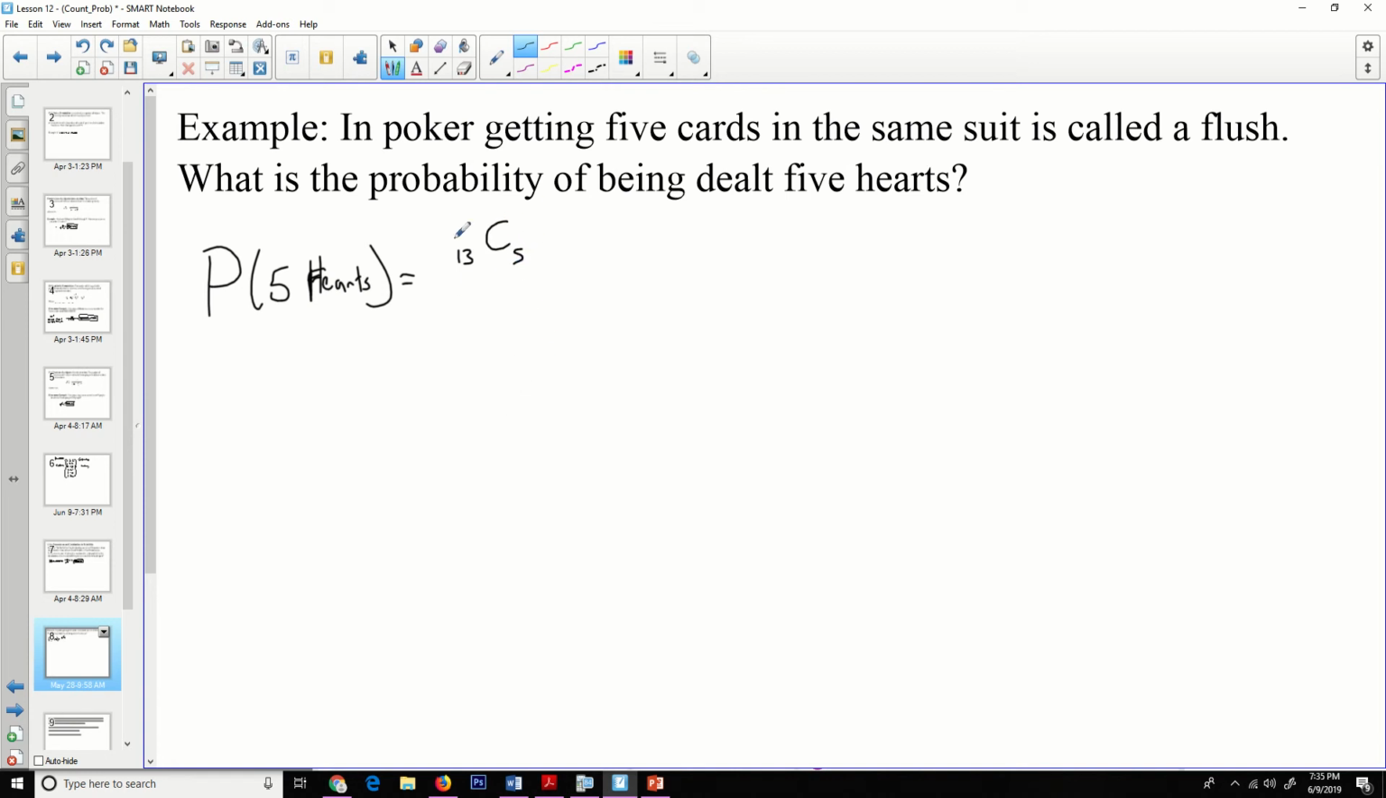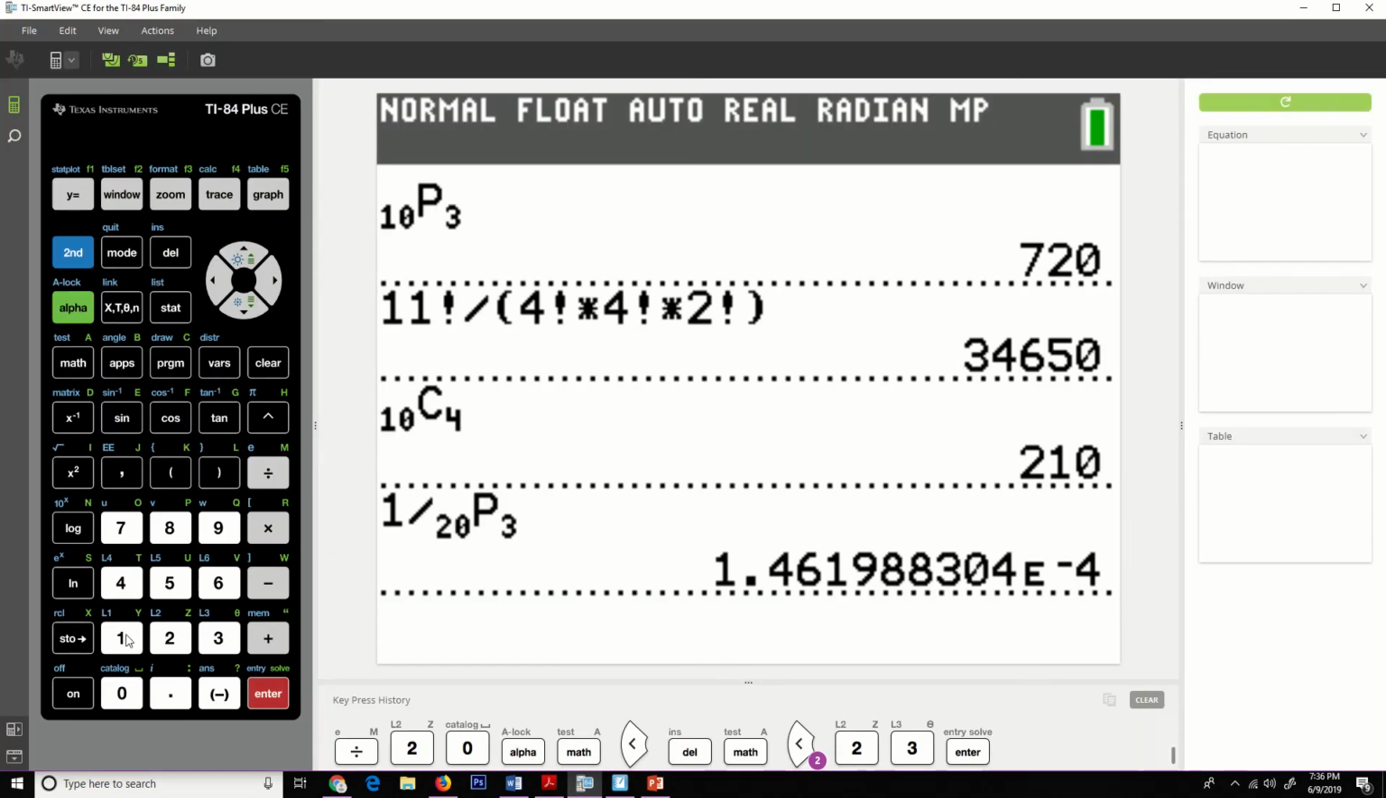So these are the favorable outcomes, the 13 hearts chosen 5 at a time, over, well, there are 52 cards in a standard deck, and we are still choosing 5 of them. So here are our favorable outcomes. Here are our total outcomes. We can do that calculation fairly quickly.